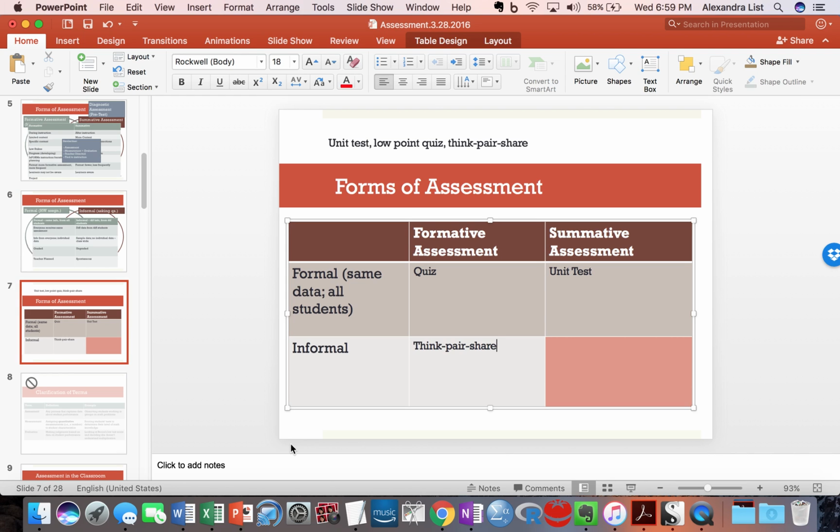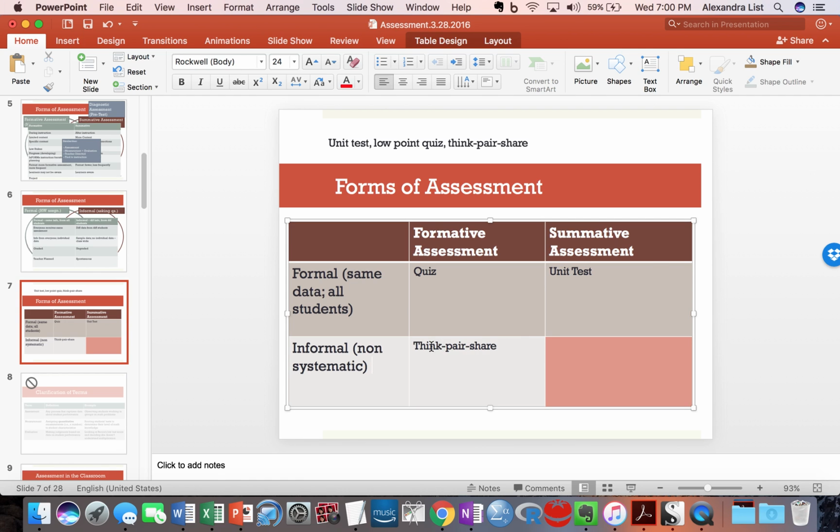Why? So it's happening during instruction, so I know that it's formative and it's low stakes. There's no points associated with it. At the same time, I'm not collecting the same data on all my students. So I'm not going to have time to systematically go to each group and observe what they're saying. And different groups may be talking about different things. And so when we talk about informal assessment, we mean assessment that is not systematic, that is not deliberate in the way that formal assessment is. And so think, pair, share would be an example of that.